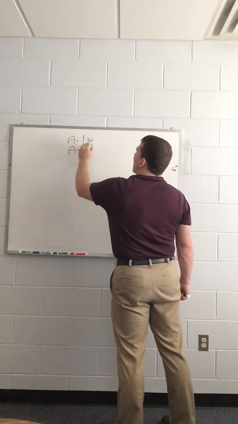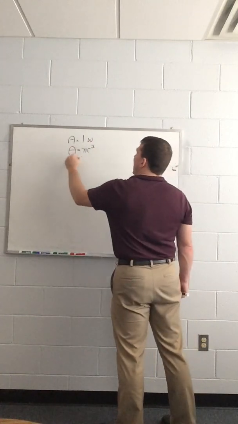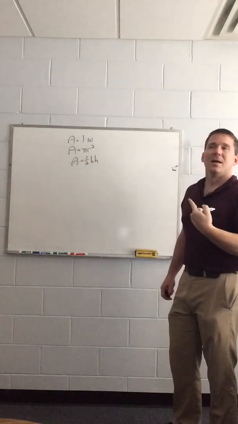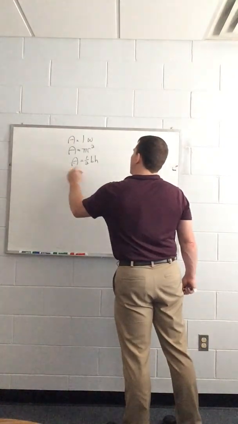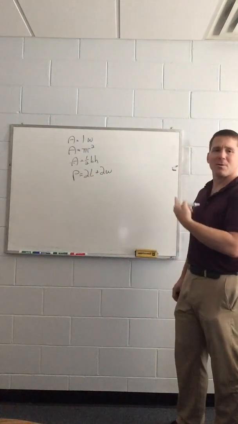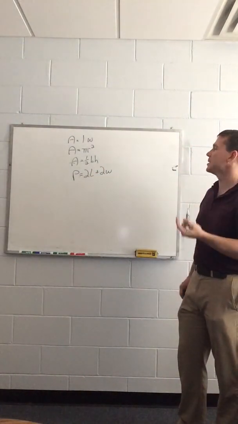Area equals pi r squared, the area of a circle. Area equals 1/2 base times height, the area of a triangle. Maybe one more. Perimeter equals 2 times the length plus 2 times the width for the perimeter of a rectangle, the distance around the edges.